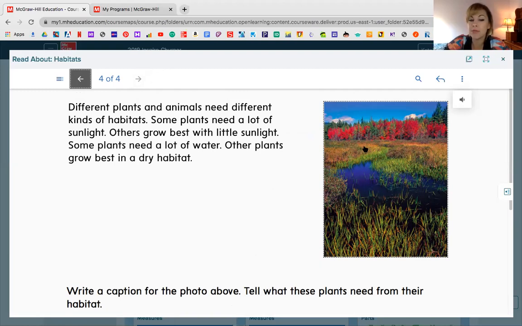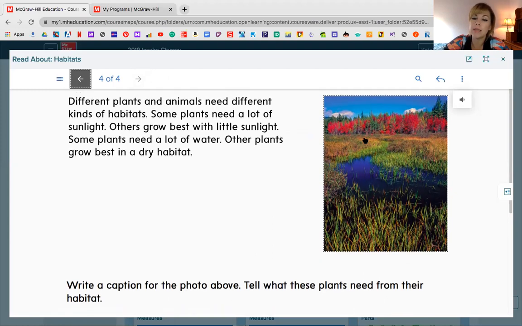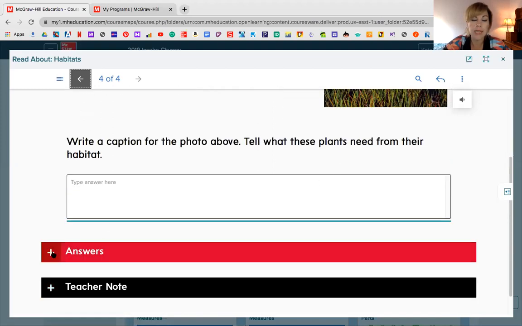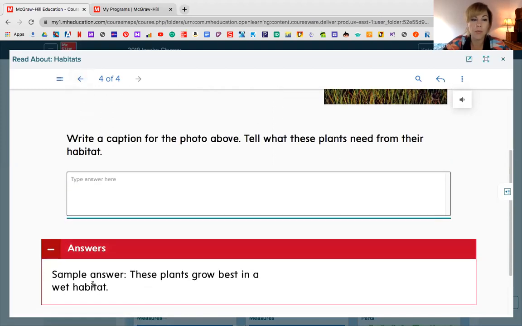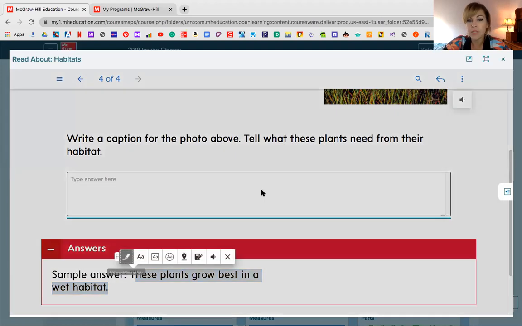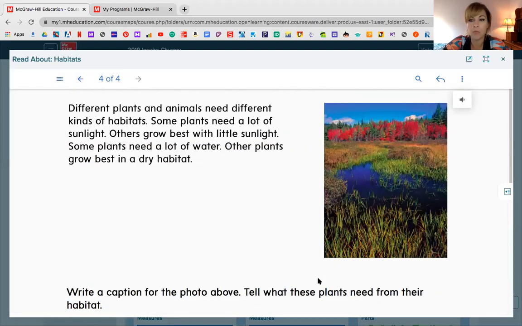It says write a caption for the photo above and tell what these plants need from their habitat. So these plants look like they're growing out of the water. If it's growing in water, it probably needs what to survive? Probably a lot of water. Some of the sample answers were, these plants grow best in a wet habitat. I like that they use the word habitat. That's kind of important, right? All right, so that was page 64.